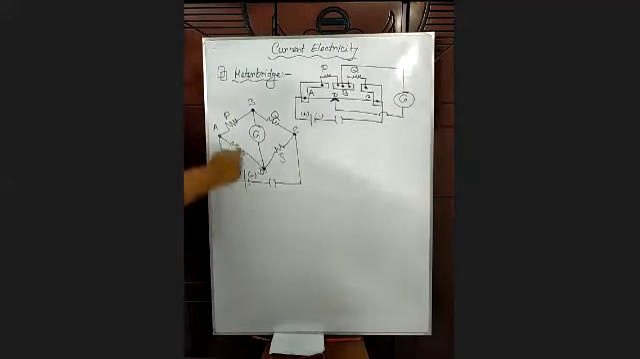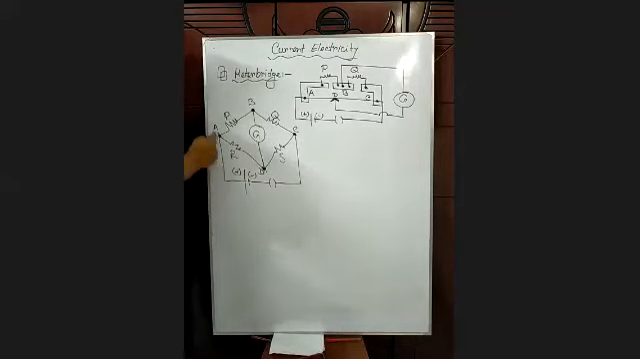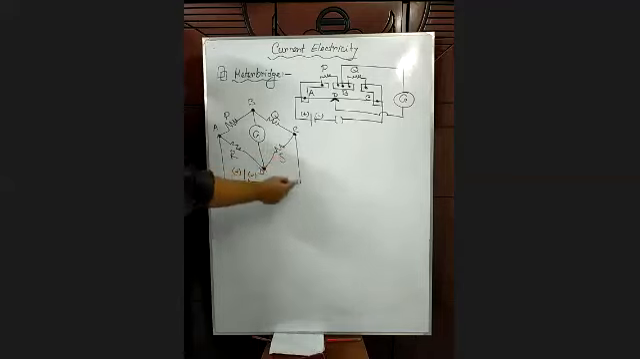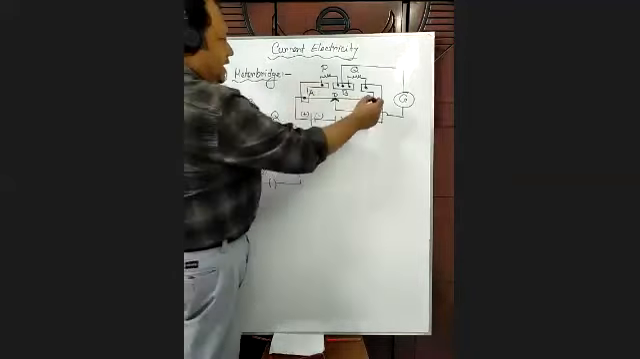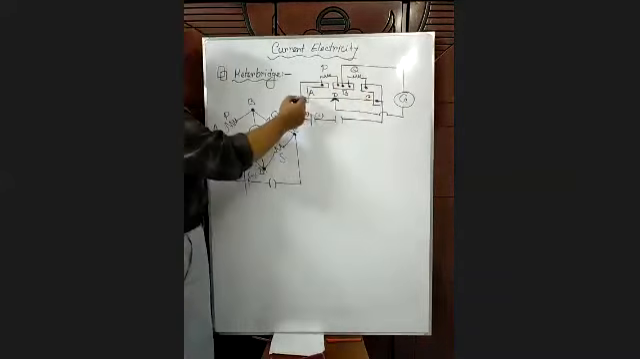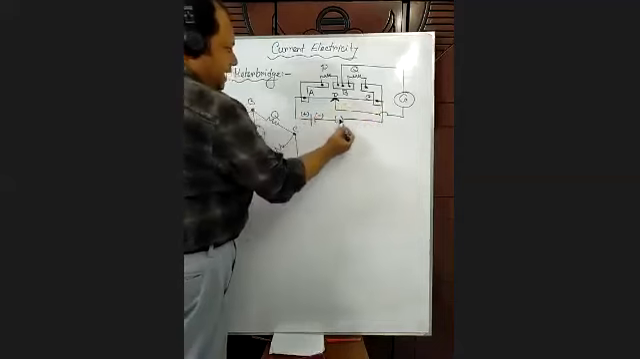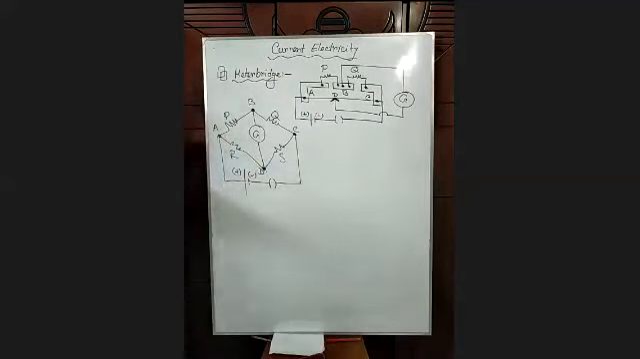Again, at the opposite diagonal points A and C, there is a key and a cell or a battery, you can say either. So the opposite end consists of a cell and battery. This whole section is A, this whole section is C, and it also contains a key and a cell. So it can be said that the meter bridge is completely a Wheatstone bridge.